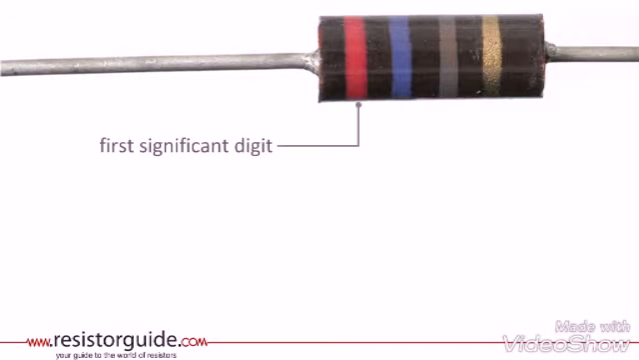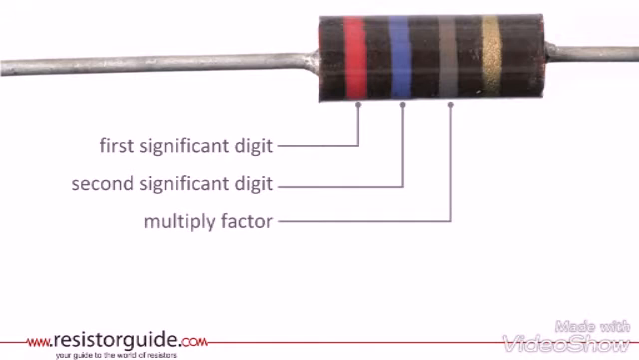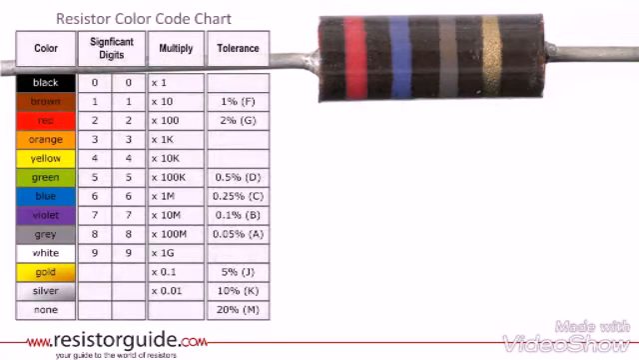The first band gives the first digit of the resistance value. The second band gives the second digit. The third band indicates a multiplication factor, and the fourth band gives away the tolerance of the resistor. You can try to memorize the meaning of each band and color, but you can also use the resistor color code chart to decipher the code. At resistorguide.com you can even find an automatic calculator to decipher the code for you.